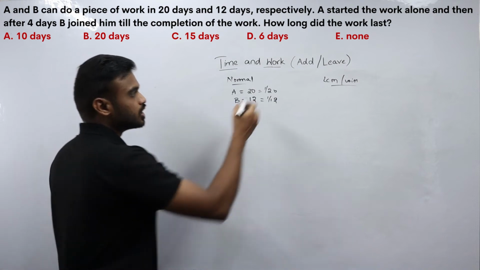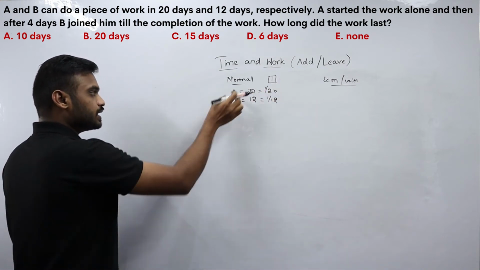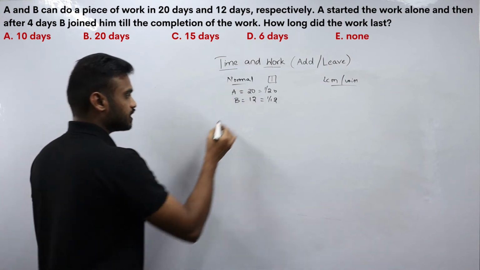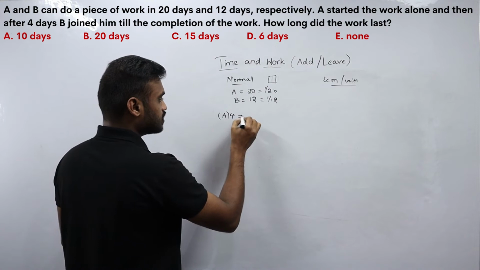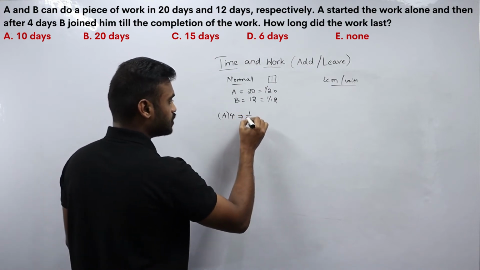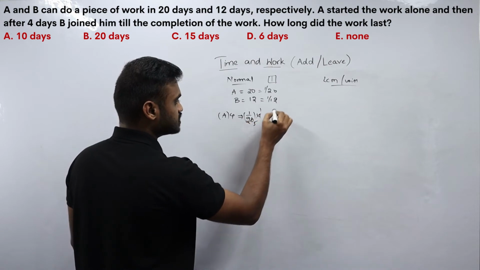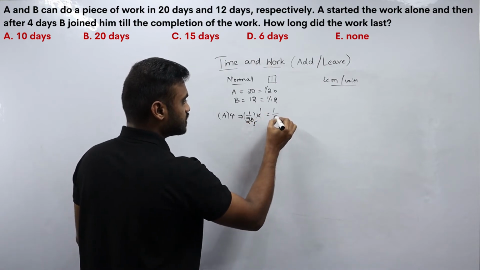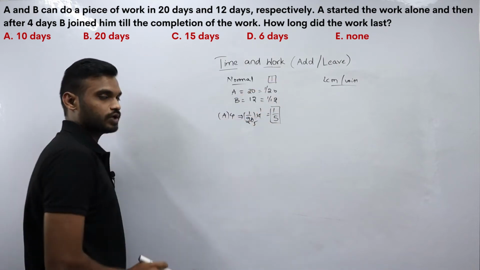So let us assume the total amount of work to be done as one part. A is working for 4 days. A's 1 day's work is 1 by 20, and worked for 4 days, so 4 ones are 4, and 4 fives are 20, that is 1 by 5. After working for 4 days, A has completed 1 by 5th part of the work out of this one part of work.